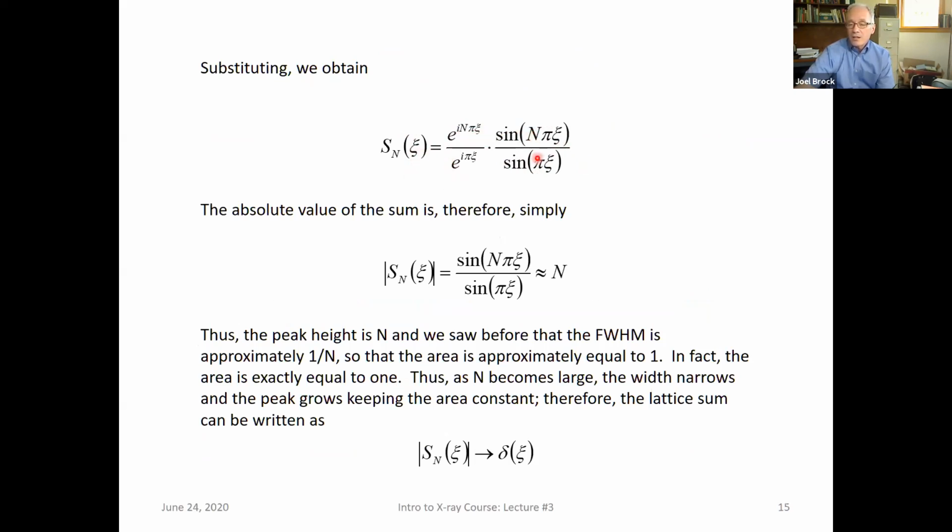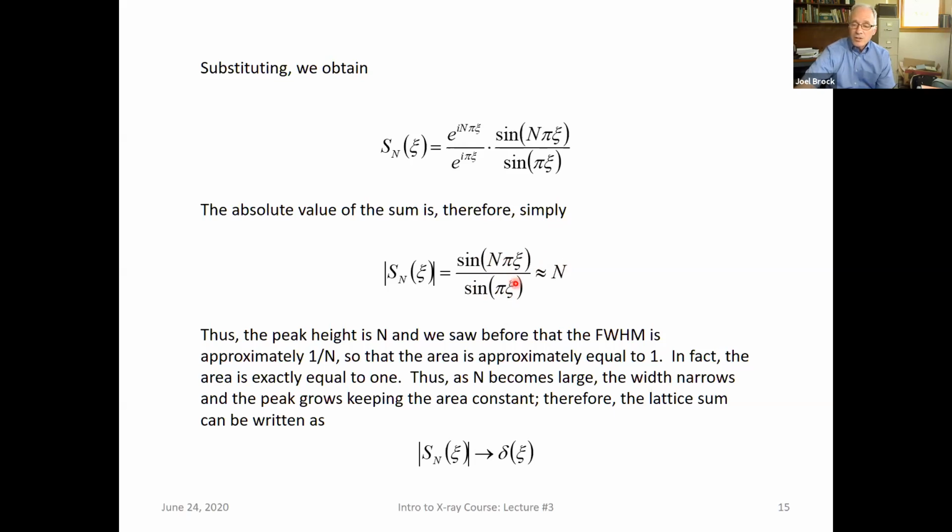It's kind of like the ratio of the sine of n pi c over the sine of pi c. So the absolute value of this sum is simply sine over sine. And if you look at this in the limit of c going to 0, you'll find that the expansion of sine is just the argument. So sine of x looks like x, and the numerator looks like the sine of nx divided by the sine of x. Divide the x's out, you just get n.